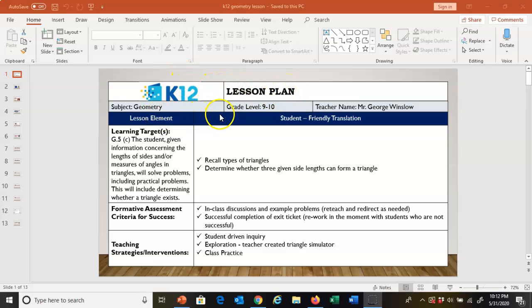As you can see here, I've just laid out my learning targets, formative assessment, and criteria for success. Feel free to pause this and review it. Just to let you know, G5 is the Virginia State SOL standard for this topic in geometry, which is: given three side lengths, determine whether they can form a triangle.